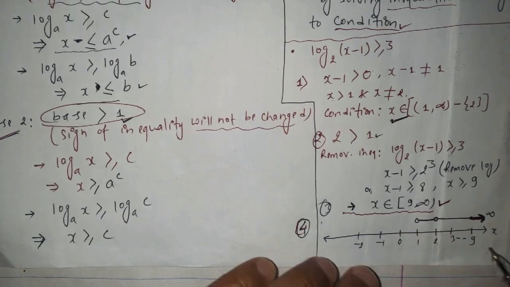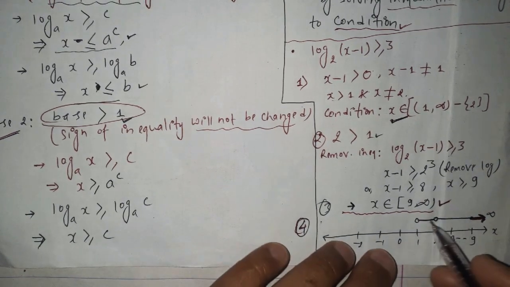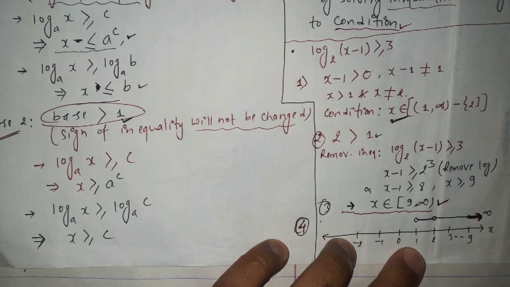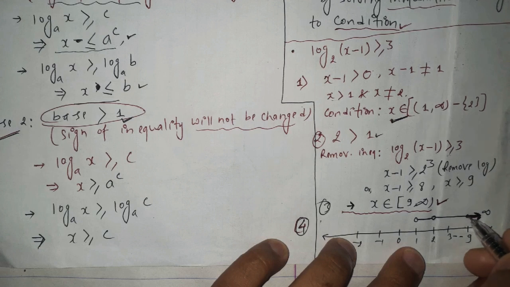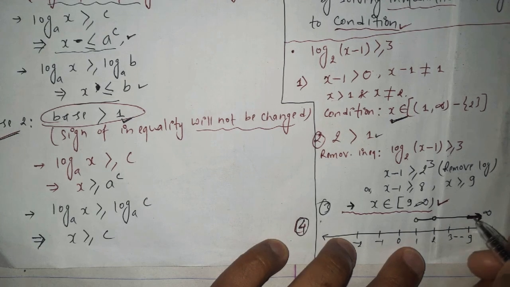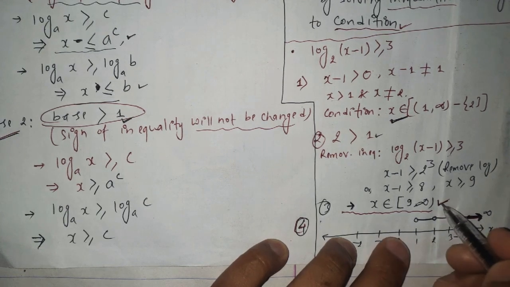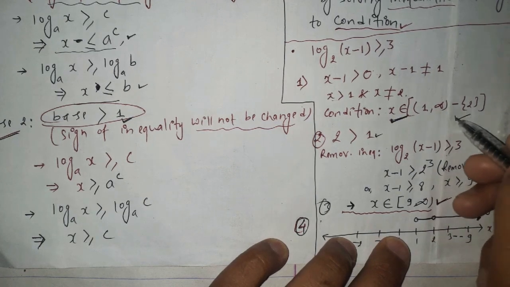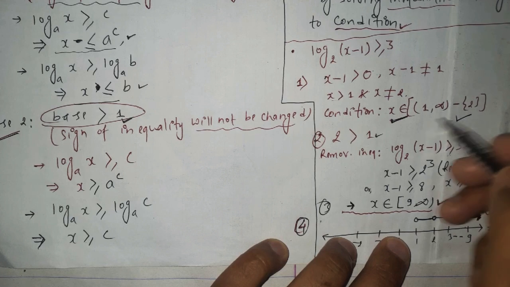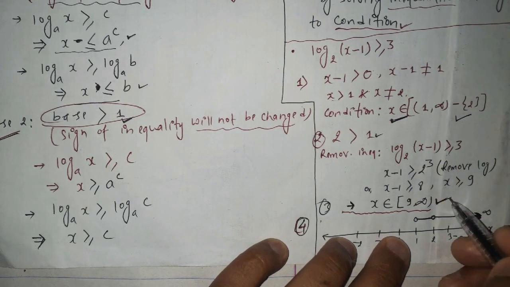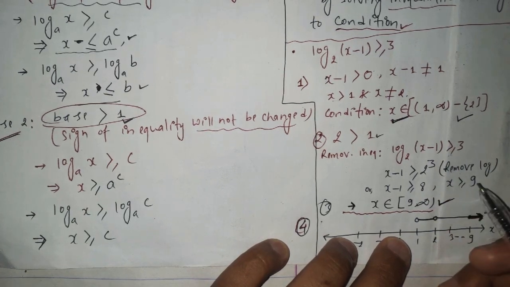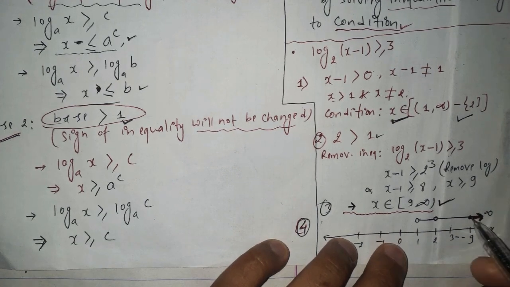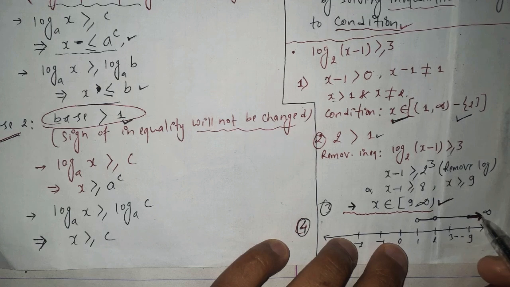Here the common part on this number line is this red zone, from 9 to infinity. This is the common part for both sets, the intersection. One set is obtained from the condition, and the other set is obtained by solving the inequality after removing the logarithm. Here the common part is this region.